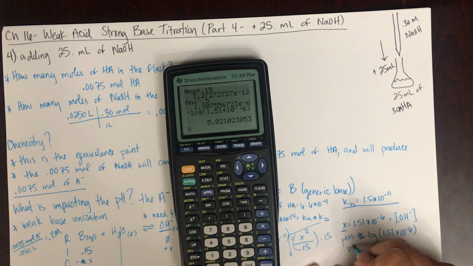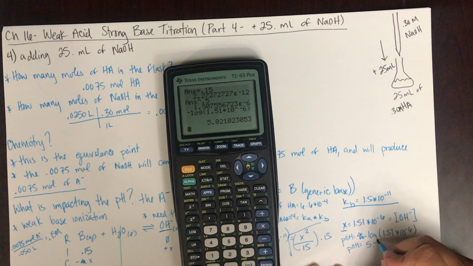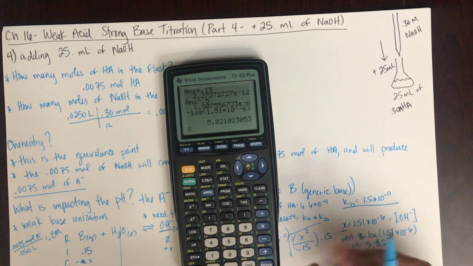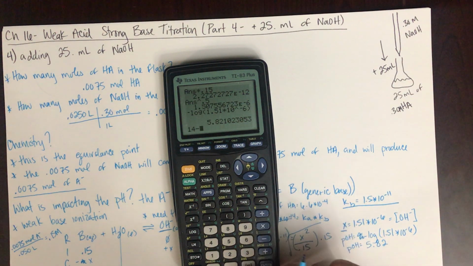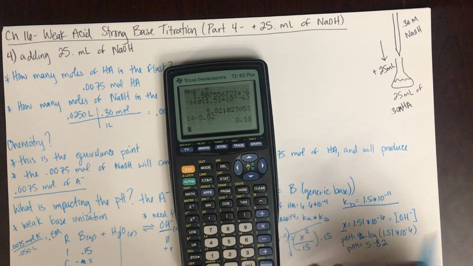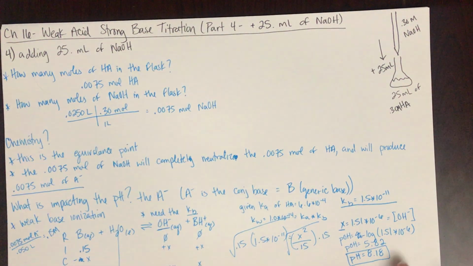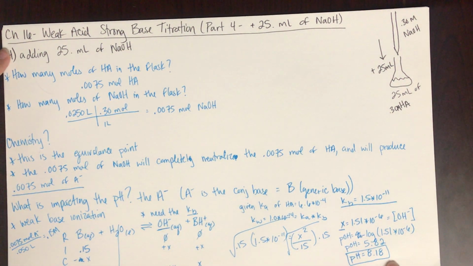pOH equals 5.82. So that means the pH is 14 minus 5.82. pH equals 8.18. So the pH, after we added 25 milliliters of sodium hydroxide, is 8.18.